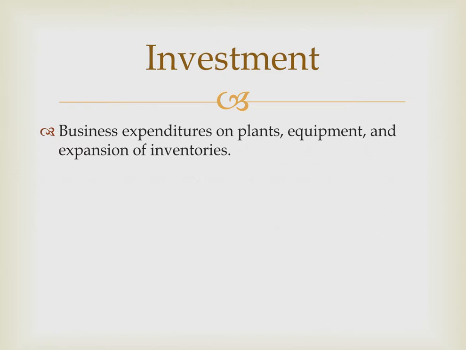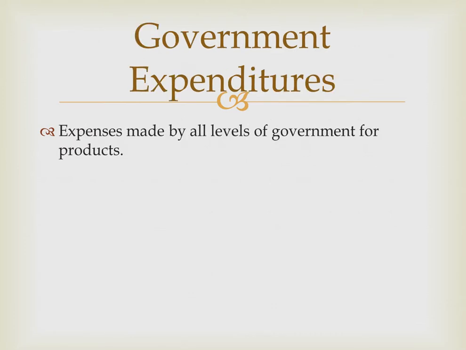Here's a tricky one too. If Ford builds 100 trucks and sells them, that would count as consumption. However, if Ford builds 100 trucks but doesn't sell them, that counts as investment, and it counts as the expansion of inventories. So that's something you should definitely know for the AP exam.